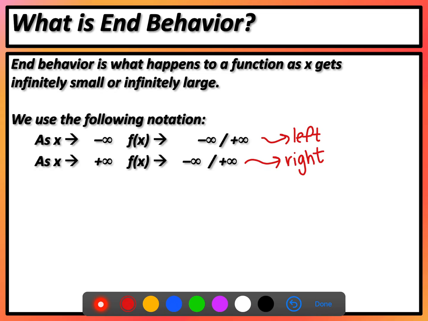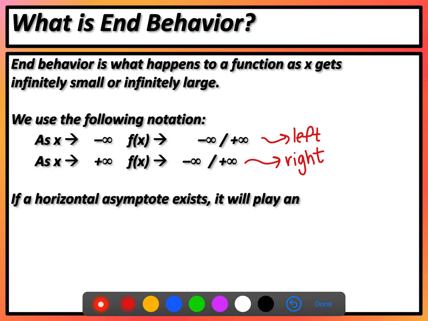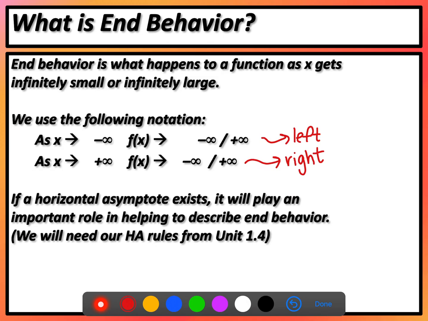Okay, so as x approaches negative or positive infinity, f of x, meaning the y values, are doing what? Are they approaching the positive y values or the negative y values? Meaning, is the graph going up? Is the graph going down?